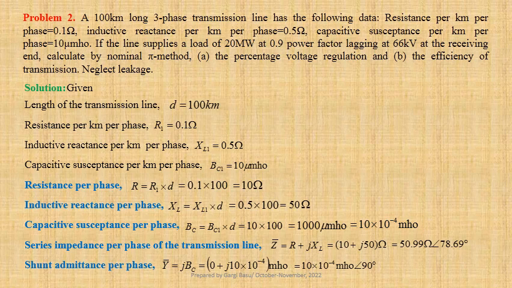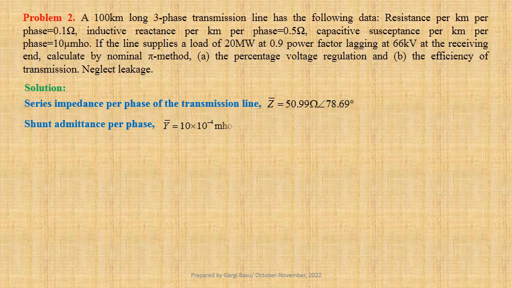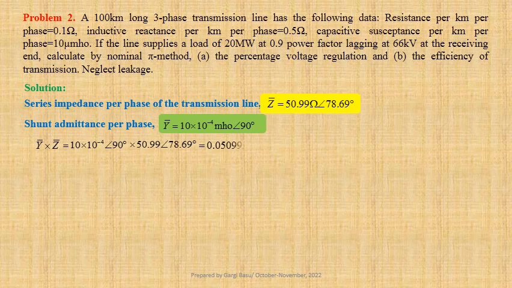We have determined series impedance per phase of the transmission line Z equals 50.99 ohm at an angle 78.69 degree, and shunt admittance per phase Y equals 10 into 10 to the power minus 4 mho at an angle 90 degree. Let us now determine Y into Z. Using values we get 10 into 10 to the power minus 4 at an angle 90 degree into 50.99 at an angle 78.69 degree, that gives us 0.05099 at an angle 168.69 degree. This may be written in Cartesian form as minus 0.05 plus J times 0.01.